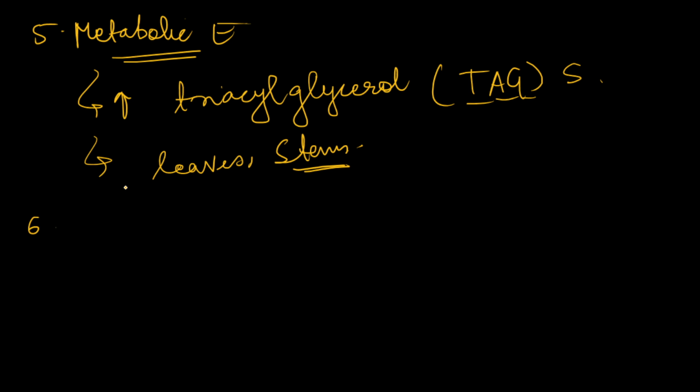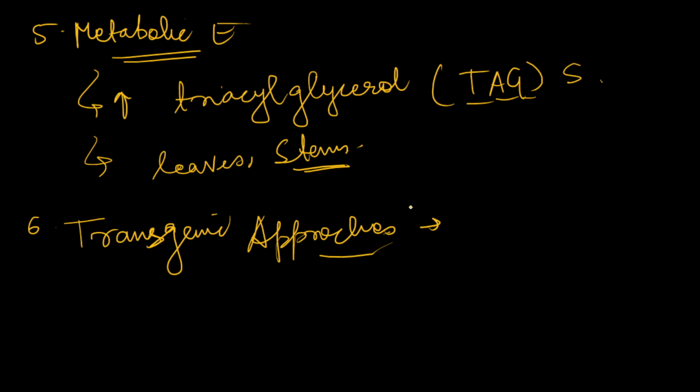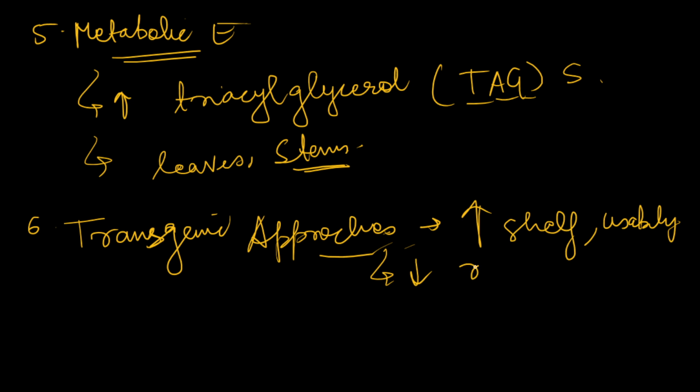Next we can use transgenic approaches, and these approaches will enhance stability. For example, a plant which is resistant to oxidation can improve its resistance, increase its shelf life, increase its usability, and be resistant to rancidity. So all these things will enhance the quality of oil only.